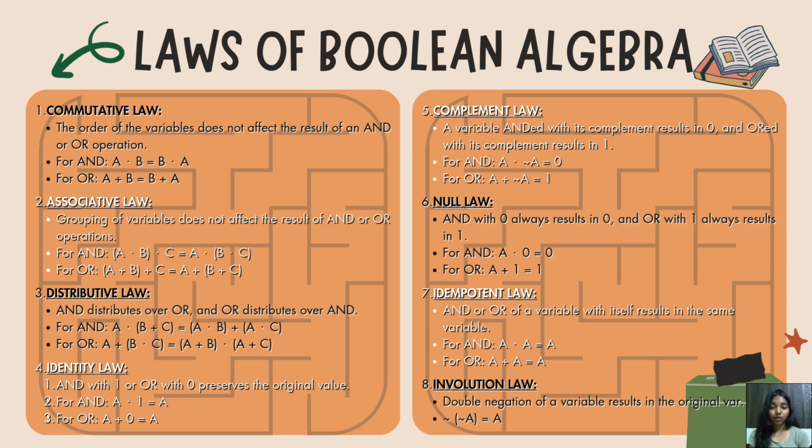Eighth is involution law, which implies double negation of a variable results in the original variable, that is, prime of A prime is equal to A.